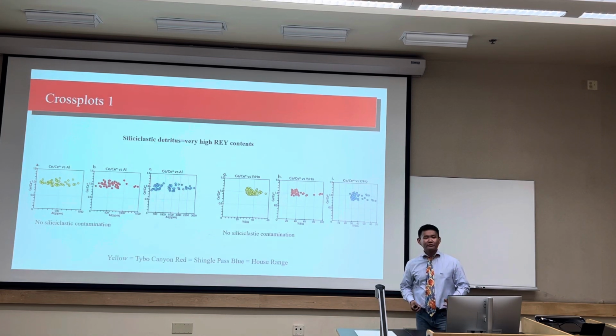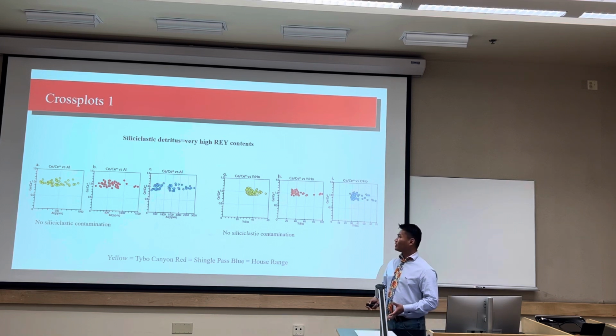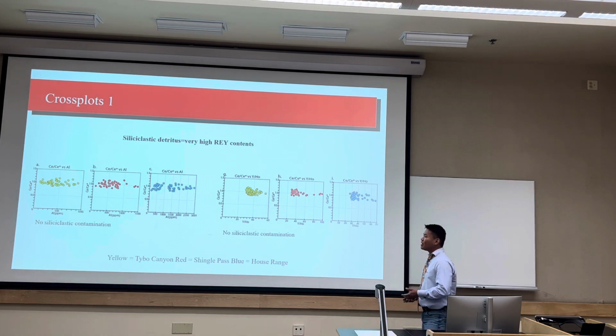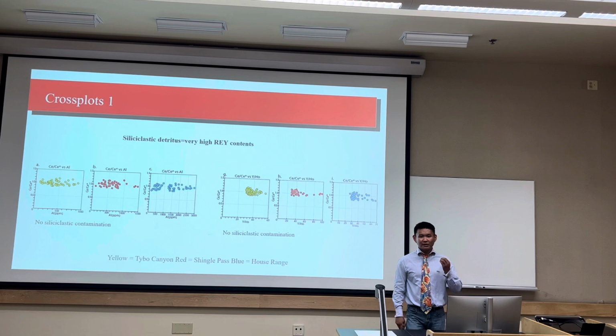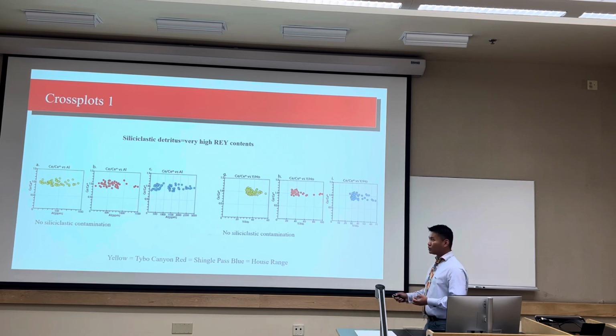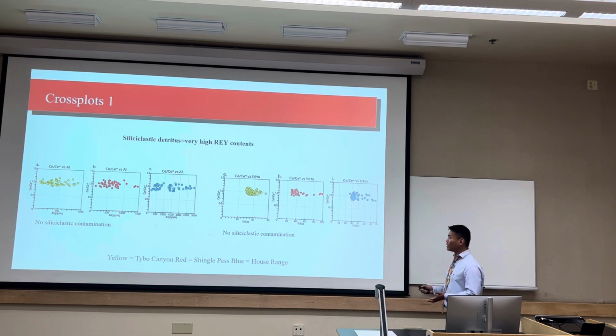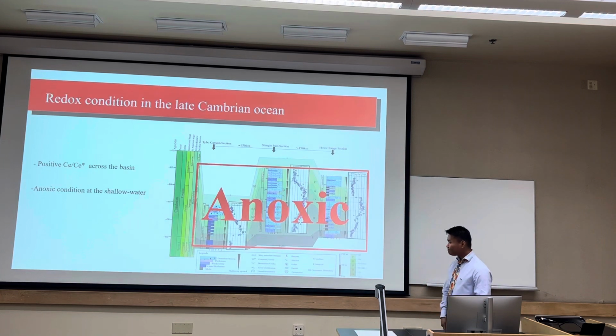Because carbonate can be subjected to different kinds of contamination, here we're going to evaluate the siliciclastic contamination. We plot the cerium anomaly against aluminum because aluminum is a siliciclastic-dominant element. There's no correlation at all. We also plot the cerium anomaly against the yttrium over holmium ratio. There's also no correlation. It tells you the siliciclastic contamination is minimal.